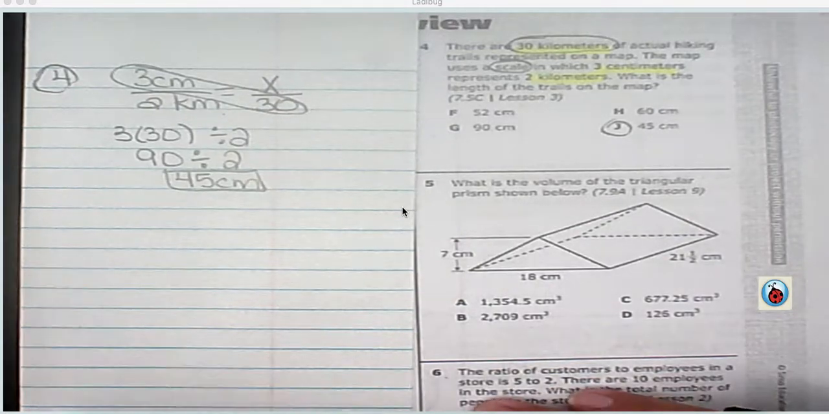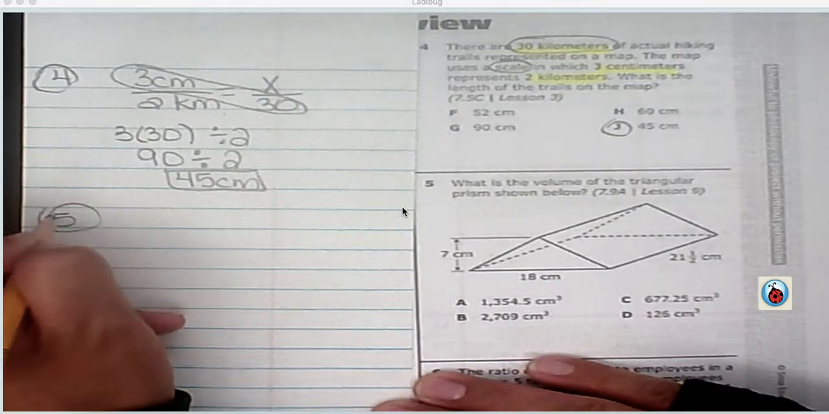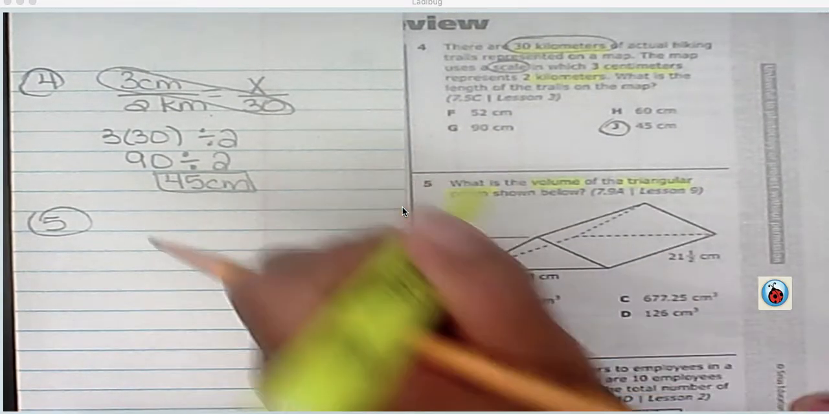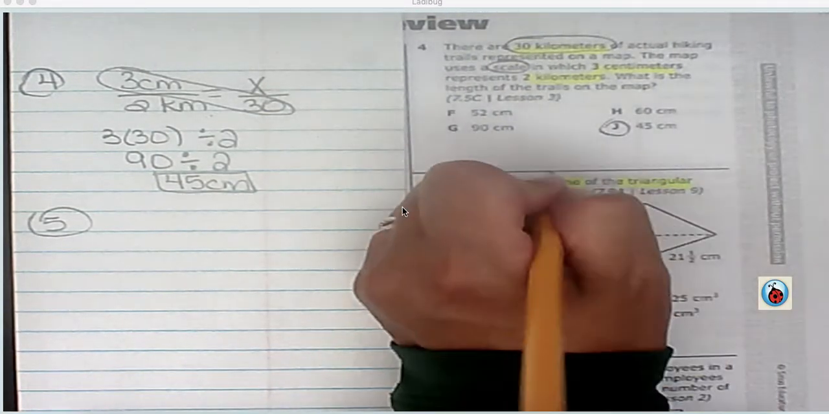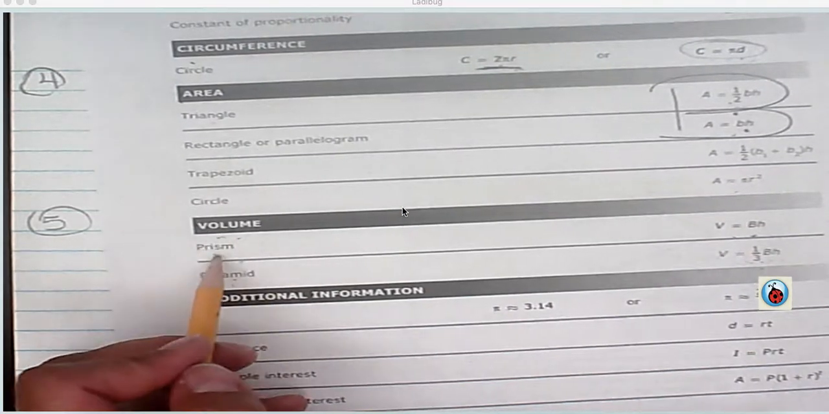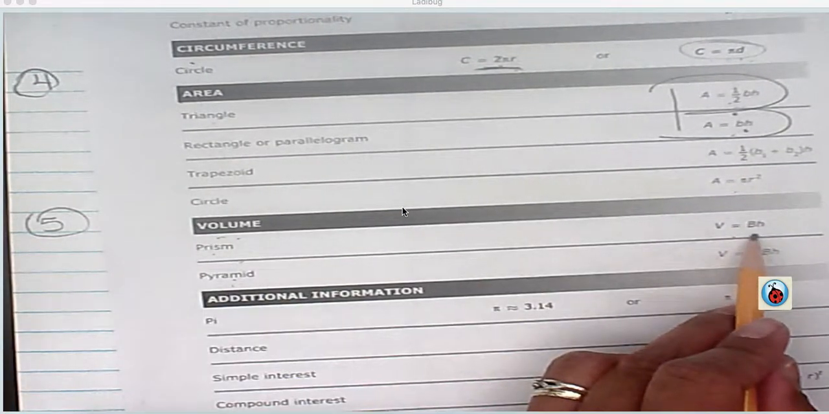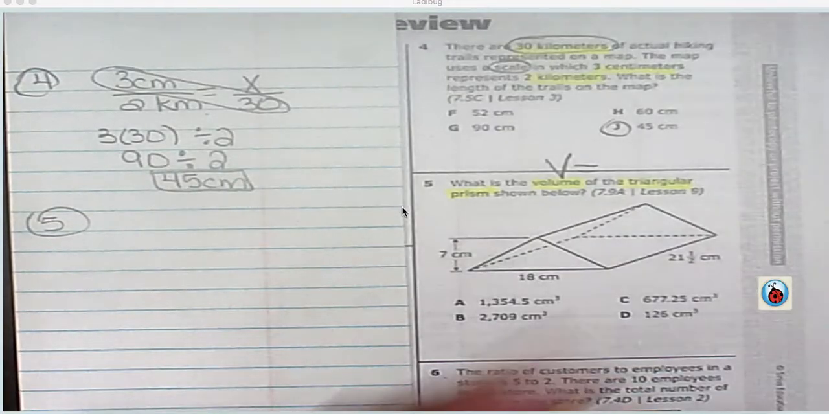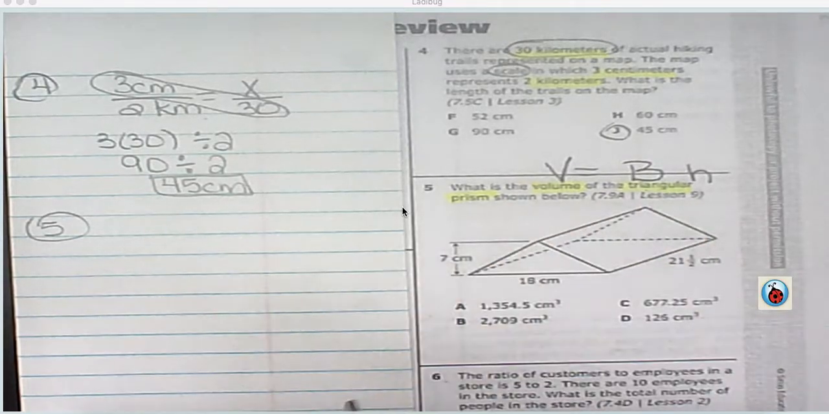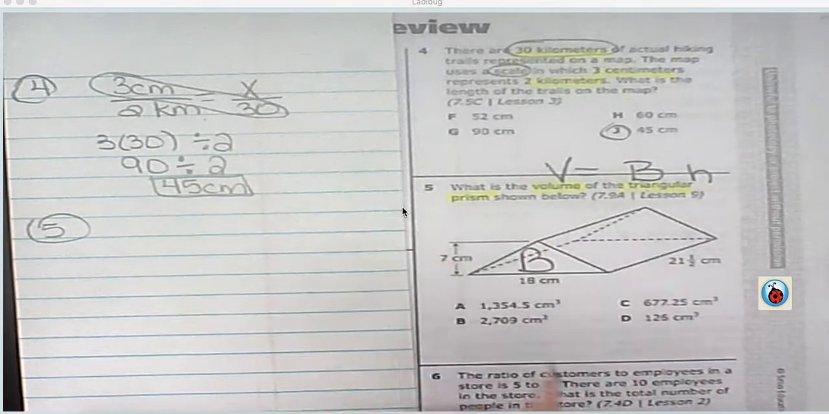Number 5. What is the volume of this triangular prism? So we're talking about volume, triangular prism. You go to your mathematics chart, there's volume prism. Volume equals big B times H, where big B is the area of the base. So the area of the base is going to be a triangle base because it's a triangular prism. So this is your big B.